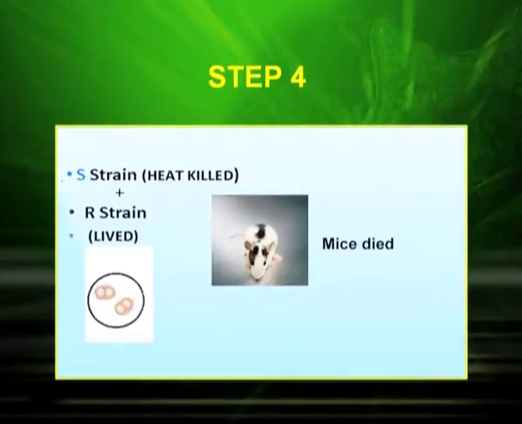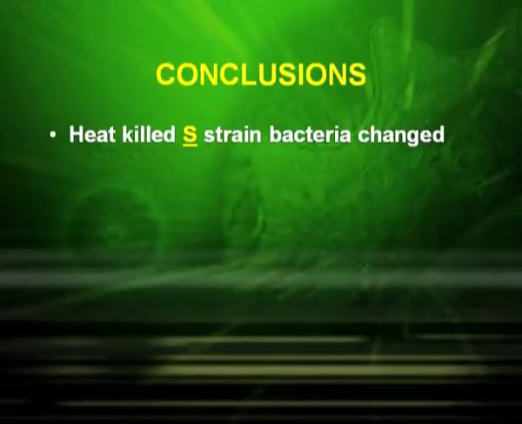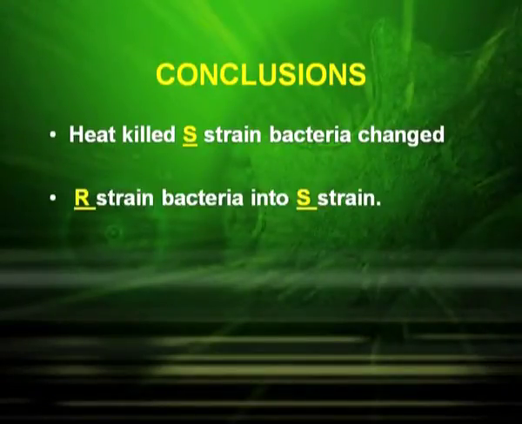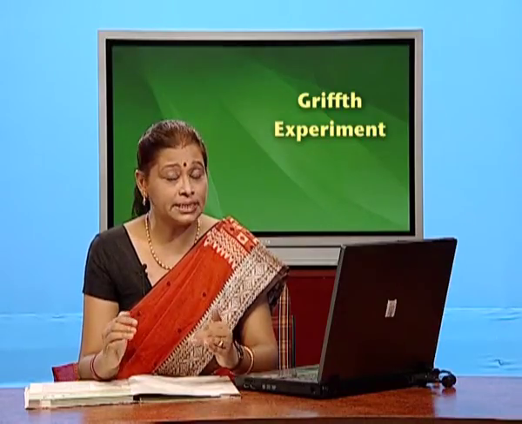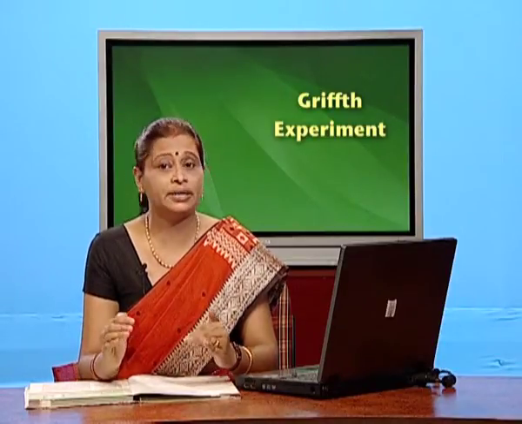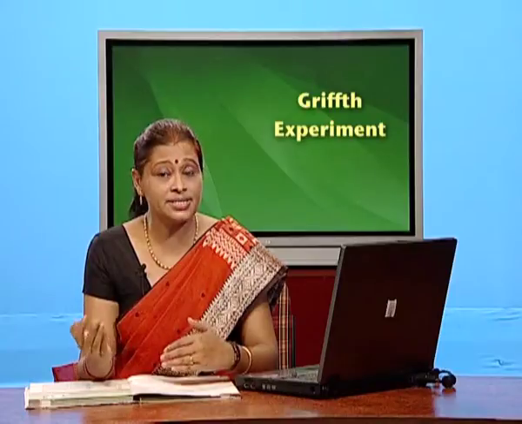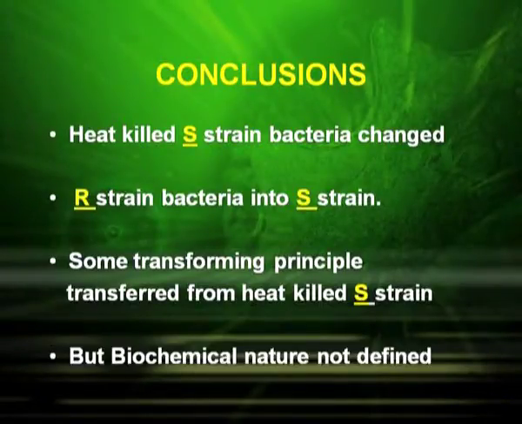In step 4, he mixed the heat-killed S strain with the living R strain, and to his surprise, he found the mice died. How did it happen? So, he concluded that the heat-killed S strain bacteria changed R strain bacteria into S strain, and there is some transforming principle that has been transferred from heat-killed S strain. That means the S strain was capable of transforming the R strain into S strain, and that is how the mice died. But the biochemical nature was not defined by Griffith.